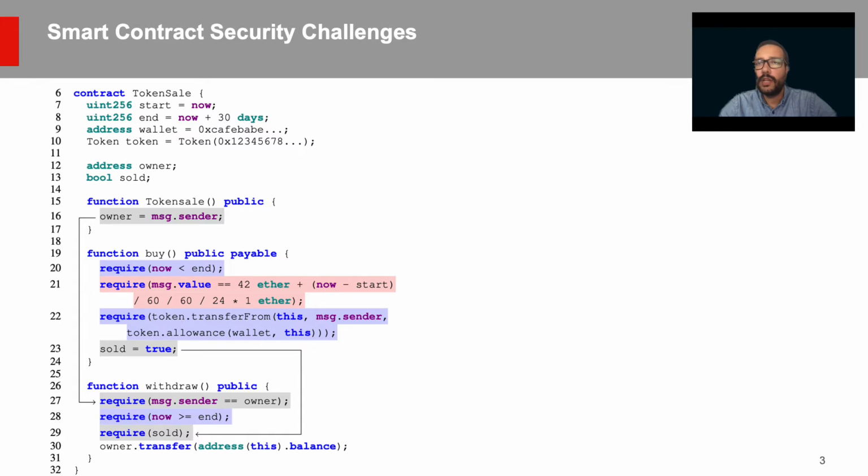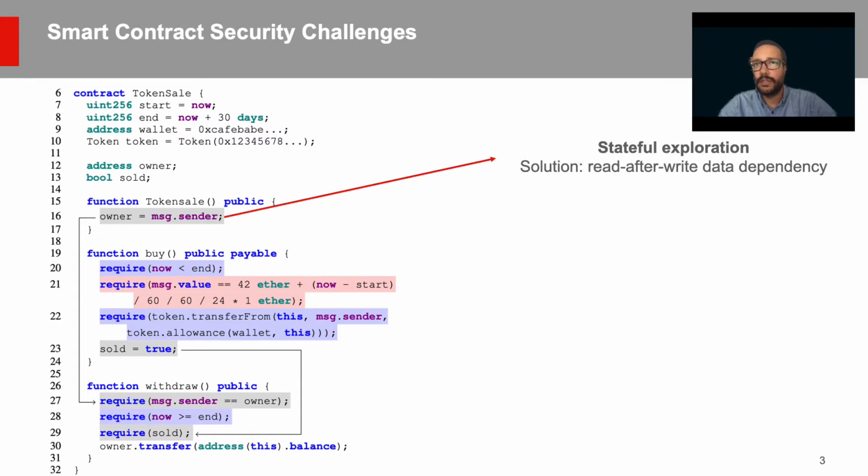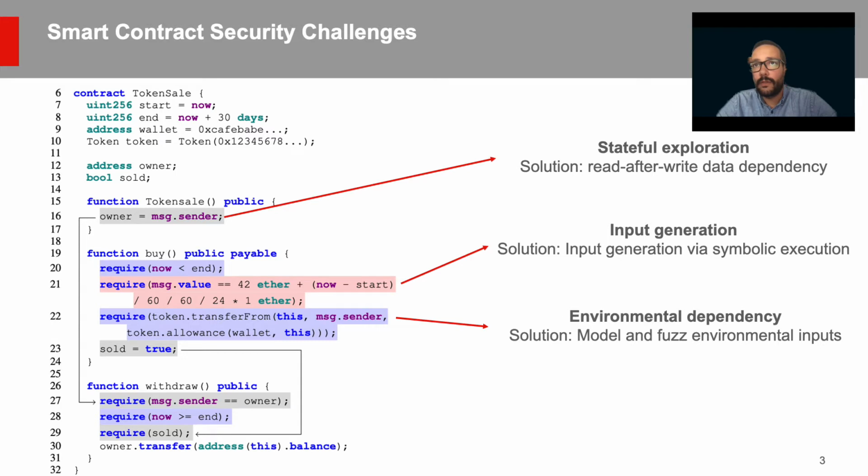Now, there are three main challenges that tools need to solve when analyzing the security of smart contracts. The first one is the statefulness of smart contracts. We solve this challenge by creating sequences of transactions that exploit read-after-write dependencies that are retrieved while fuzzing. The second challenge is input generation. We solve this challenge by leveraging symbolic execution to generate inputs that help our fuzzer get past complex path conditions. The third challenge is environmental dependencies. We solve this final challenge by modeling environmental information such as block timestamps or return values of contract calls as fuzzable inputs.